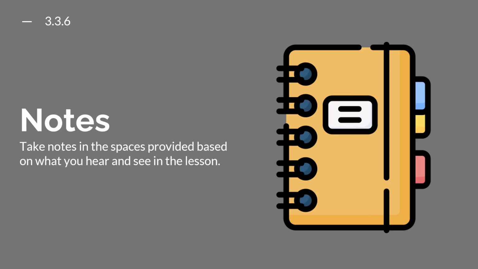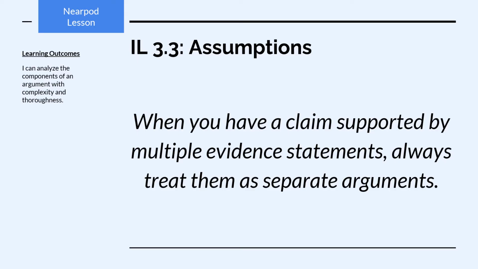Now let's finish up our notes. Anytime you have a claim that is supported by multiple evidence statements, you always want to treat them as separate arguments. That means that you're going to have separate assumptions for each one.